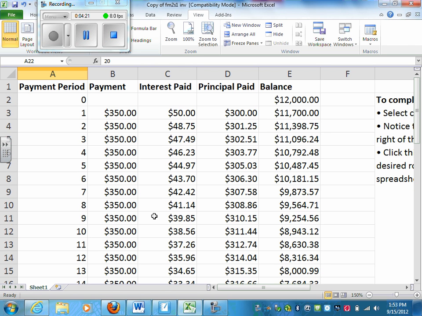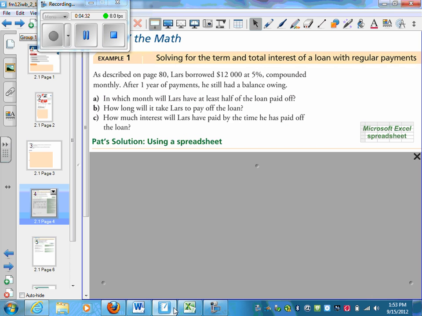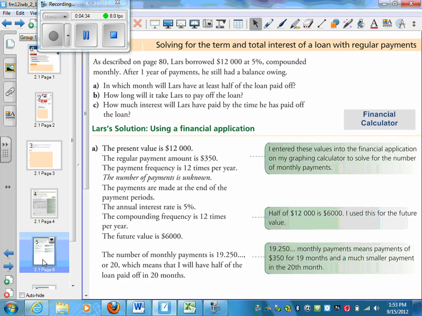So I've put an example of this spreadsheet under Chapter 2. On yours, it'll look more like this. Amortization table spreadsheet. So you can use this spreadsheet to help you out. Okay, there's another way we could do this question though.